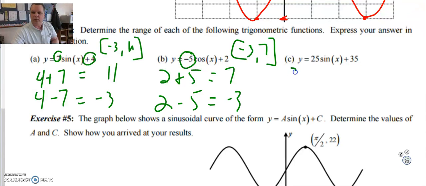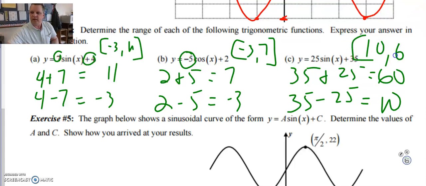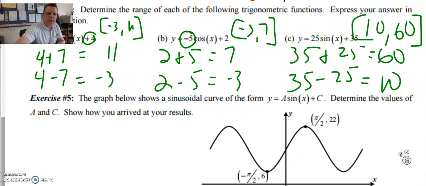The last one, 35, is the midline, plus 25, minus 25. So you get 60 and 10, 10 to 60. That is your range. Because remember, your range are your y values. Okay, and then the last one, we're good.